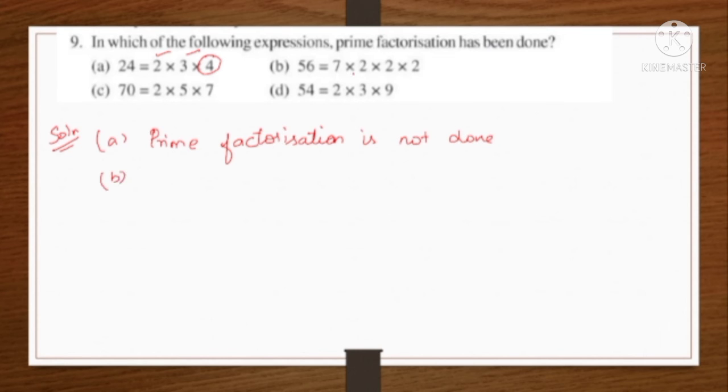Next, consider subdivision B. 7 is a prime, 2 is also a prime. So here in subdivision B, prime factorization is done. Next, in subdivision C, 2, 5, 7, all the numbers are prime numbers. So prime factorization is done.